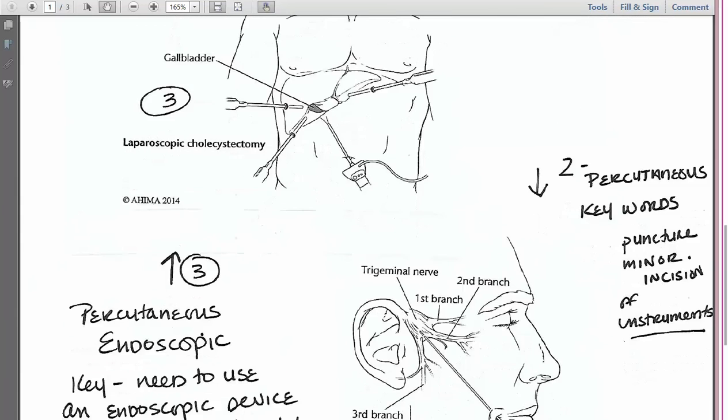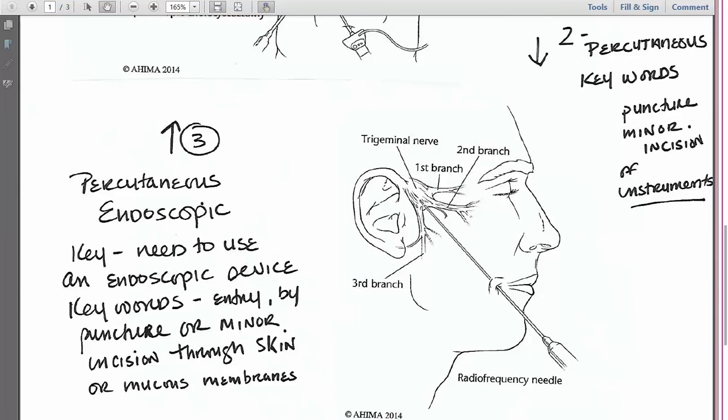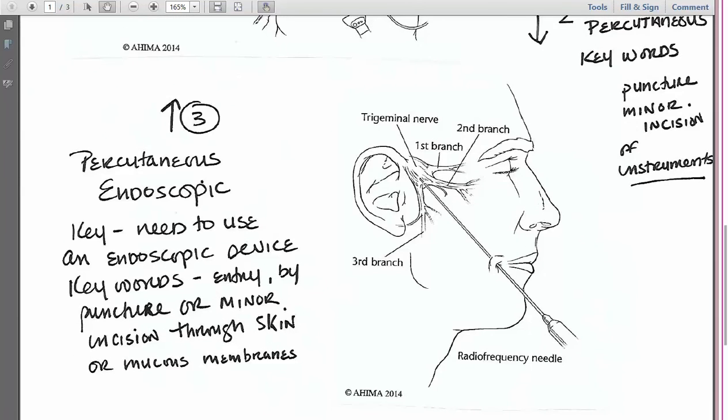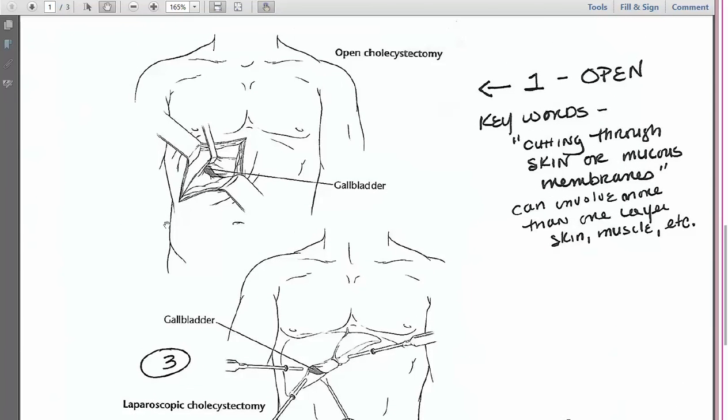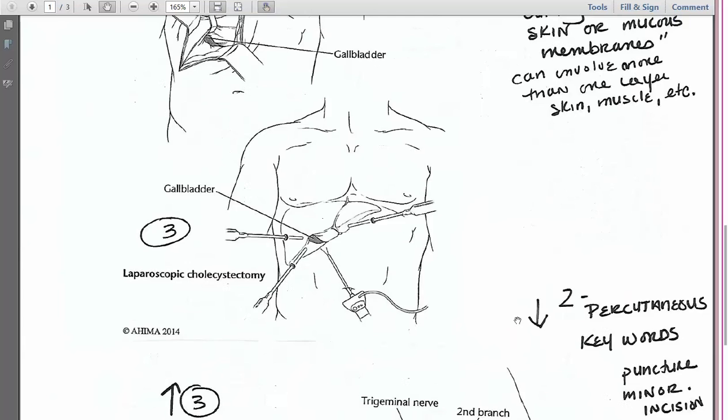The second surgical approach noted in your textbook is a percutaneous. Percutaneous is really highlighted by the fact that the surgeon is doing a puncture or a minor incision and then putting instruments through that. In this case, a needle, most likely injecting something into this patient's nerve in their face near their ear. But as you can see here, this is a very minor incision or a minor cut compared to the open cut of the open incision surgical approach.